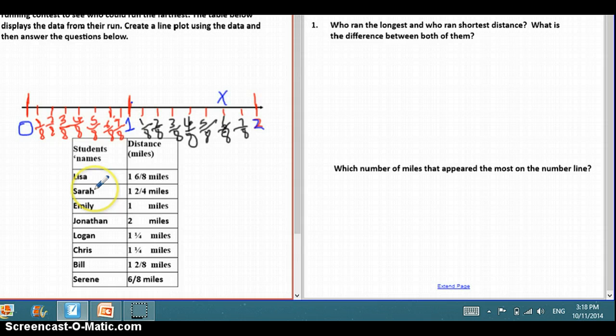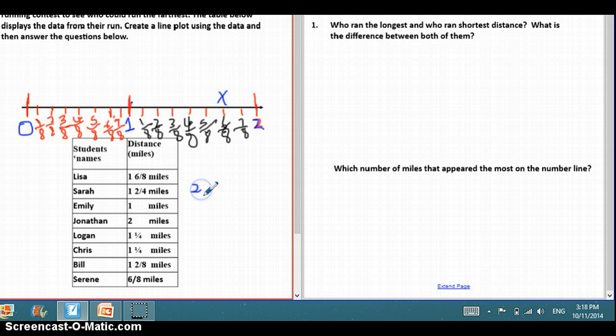Second one, Sarah ran 1 mile and 2/4. Right now I'm going to have to convert those 2/4 to have my denominator be an eighth instead of a 4. In order to go from a 4 to an 8, I have to multiply by 2. And of course, we all know that if we do anything to the denominator, we have to do the same to the numerator in order not to change the value. So I multiply both numerator and denominator by 2.